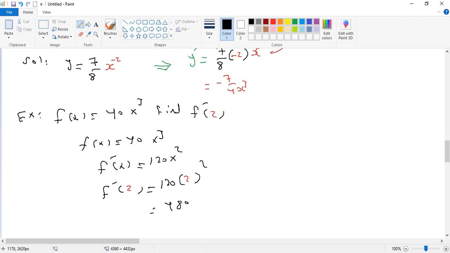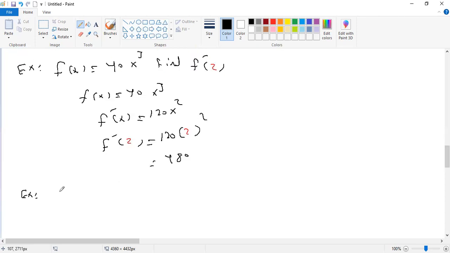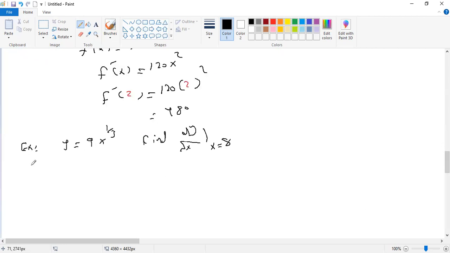And another example: let us say y is equal to 9, and here I have x to the power 1 over 3, and let us say find dy/dx at x equal to 8. See, students, the solution is dy/dx equal to 9 multiplied by n times k, where n is 1 over 3 and this is the k. Again, multiply n by k: 9 times 1 over 3, x raised to the power 1 over 3 minus 1, which is negative 2 over 3. So this is the derivative.